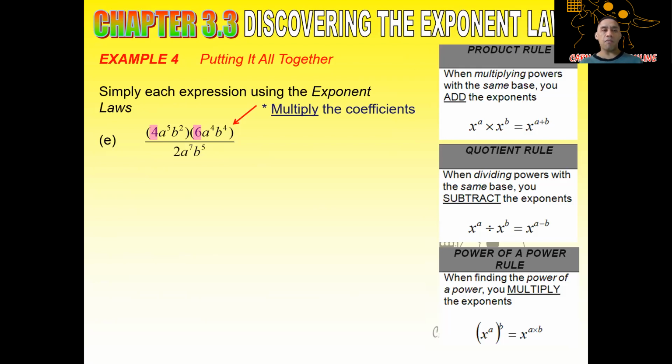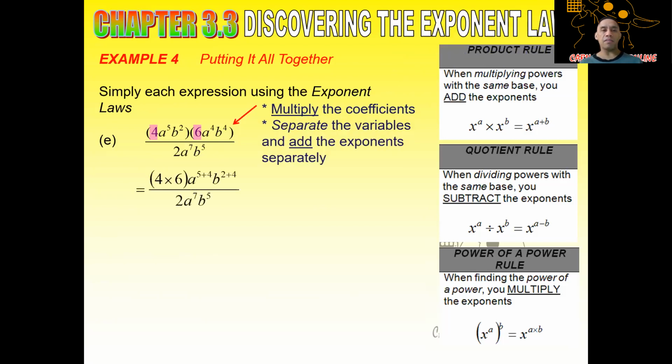So if you look at the a, what we have here is a to the exponent 5 and a to the exponent 4. So we're going to add those two together. And if you take a look at the b, we have b squared, and on the other b, we have b to the exponent 4. So we're going to add the 2 and the 4 together. And then when we simplify, 4 times 6 is 24, and then we get a to the 9, b to the 6.